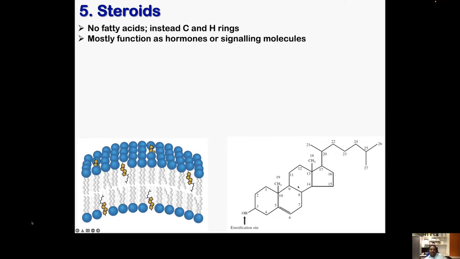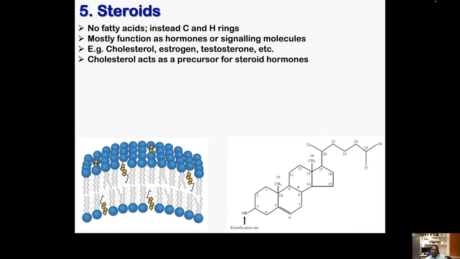Mostly they function as hormones or signaling molecules, for example cholesterol, estrogen, and testosterone. These are all important hormones, and cholesterol acts as a precursor for most of the steroid hormones. It's got a weak polar group because of the hydroxyl group at the third carbon position. That's why it's weakly polar in nature, so it can be slightly water soluble. But it's got a fused ring system, and this fused ring system will provide greater rigidity.